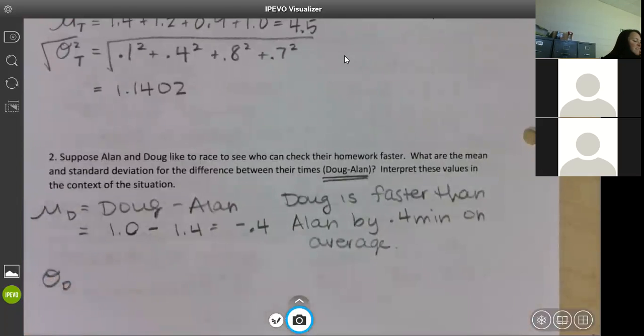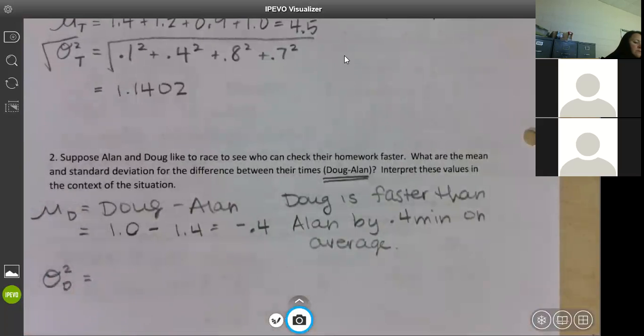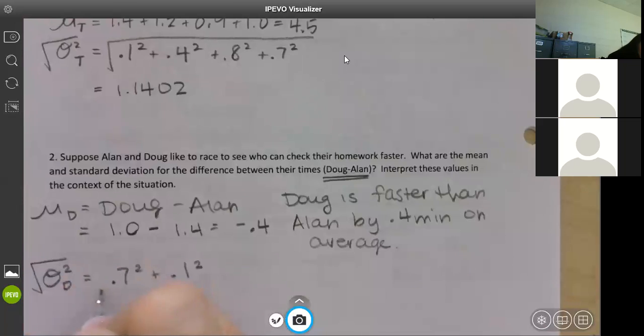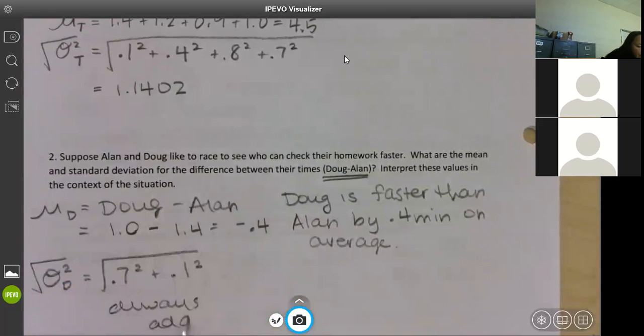What about the standard deviation of the difference? How do I do it? You have to find the variance first. And then what do I do? Why'd you plus? You always add when you're talking about variance or standard deviation. And then we take the square root. So always add. This will give you 0.71.